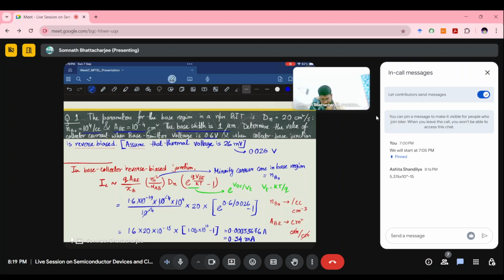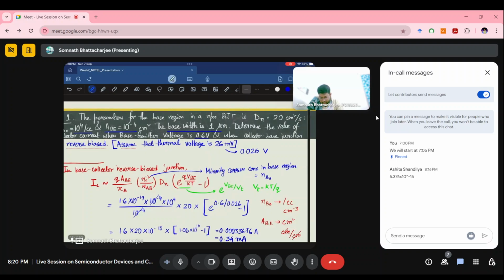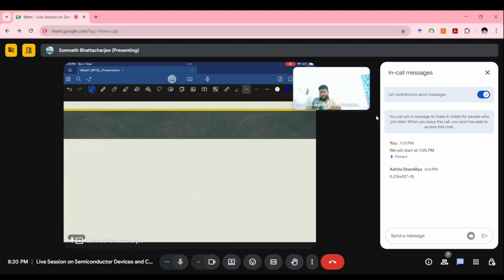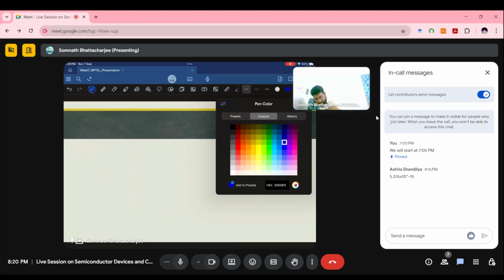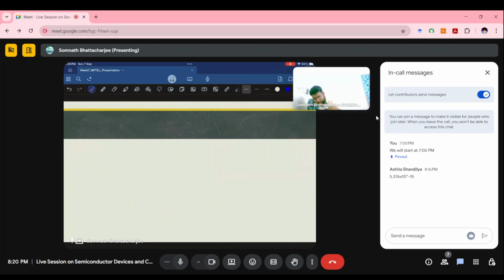There may be some calculation mistakes as well, but it should come in the range of milliamperes in normal and physical cases. So it should be in the milliampere to ampere range, not that much lower. 10 to the minus 15, you can't even measure that value. So that's why there was a mistake. I guess this would come nearly like this. So we'll move to the next problem then.